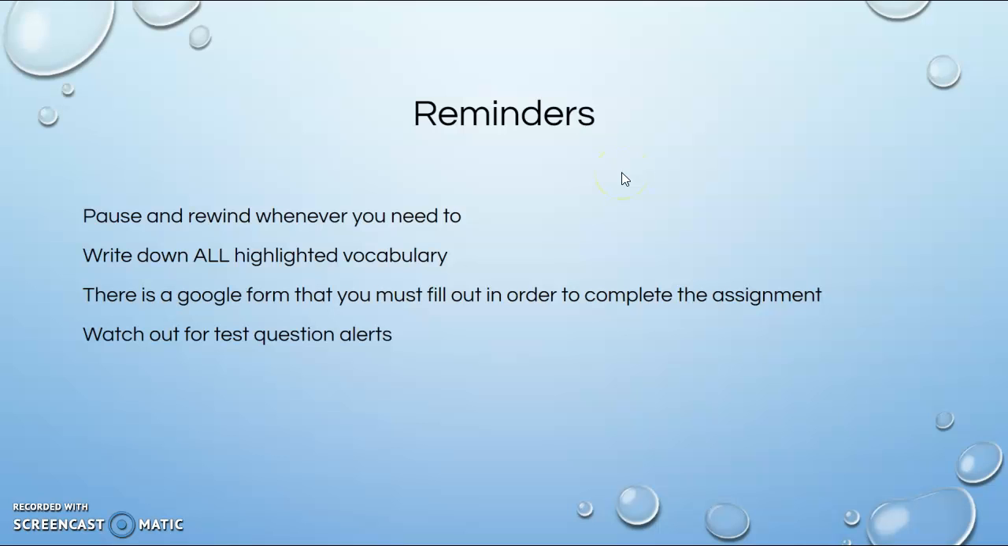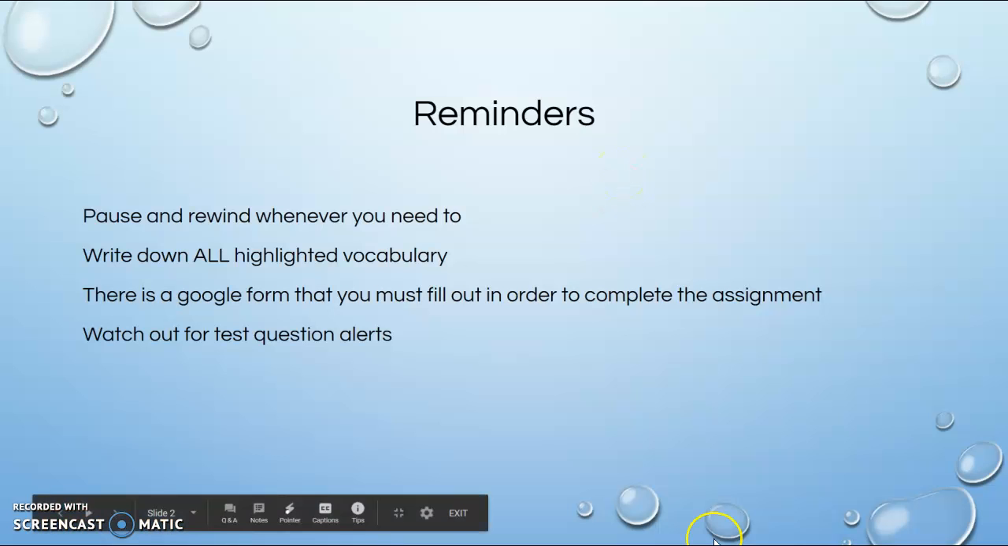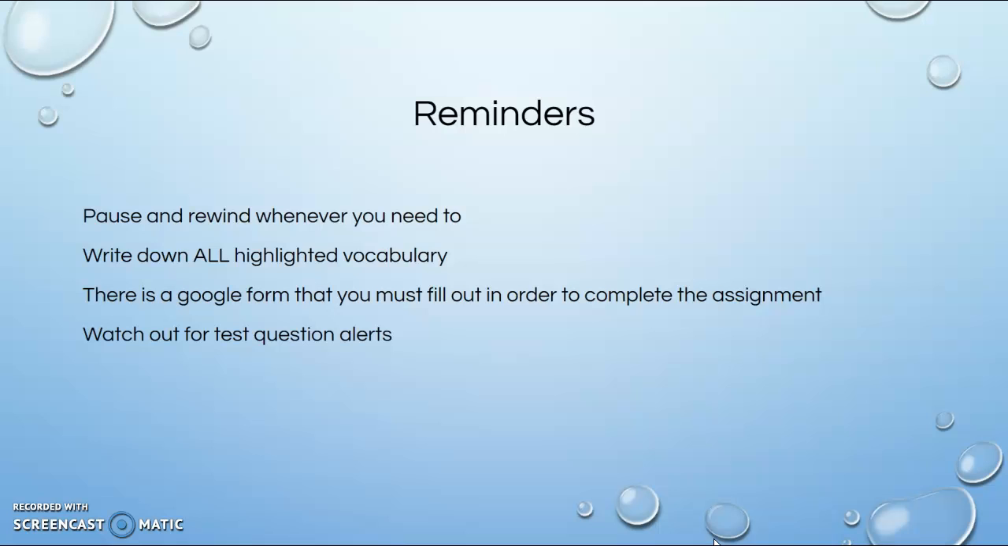First off, some reminders. Pause and rewind whenever you need to. Write down all highlighted vocabulary. At the end, there's a Google form that you must fill out in order to complete the assignment. There are 5 questions, most of them multiple choice. There's 1 checkbox. Just as a warning, there's 3 answers to that question, not 1. And then watch out for test question alerts. I will more than likely mention a few of them.